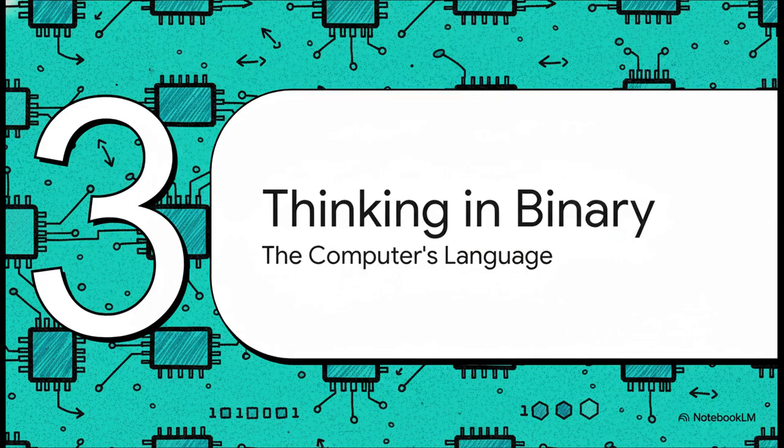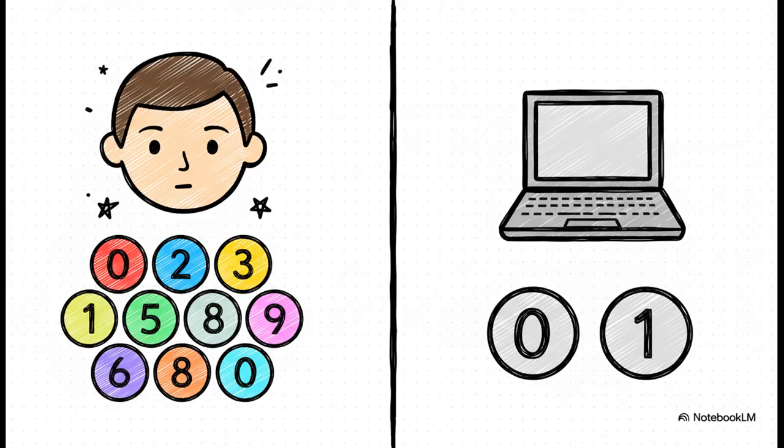So if decimal is our language, what's the computer's? Well, it turns out the computer's native tongue is actually way simpler. It's time to start thinking in binary. And wow, the difference is pretty stark when you look at it side by side. We've got 10 different symbols to play with for any number we can think of. A computer, it only has 2, a 0 and a 1.